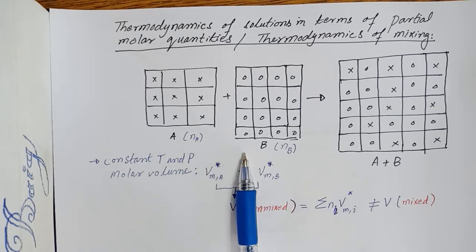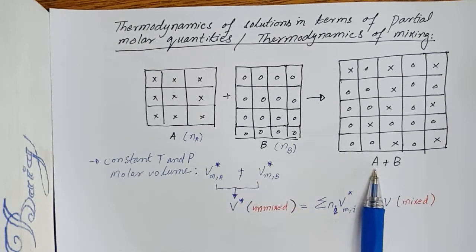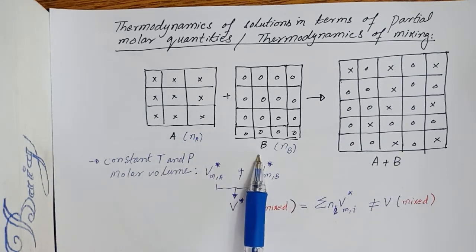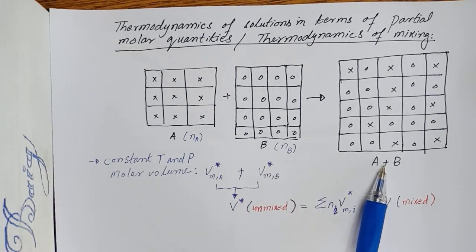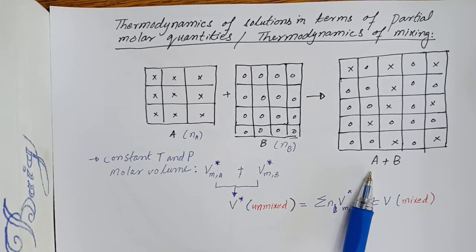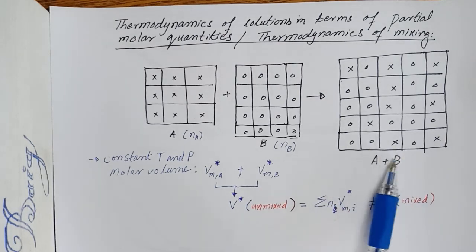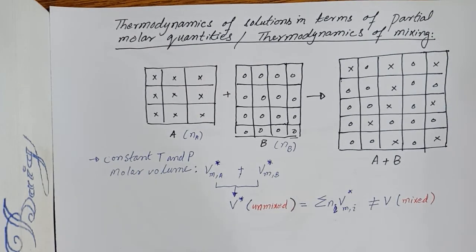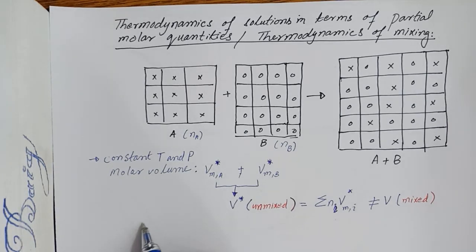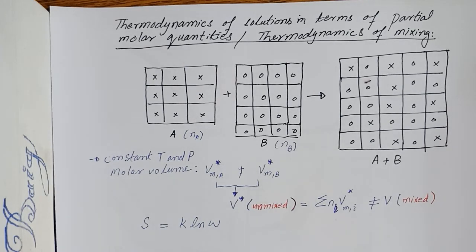And when these two substances are mixed, the overall mixed phase has a random distribution of the particles of substance A and substance B. This random distribution is explained by the entropy from statistical mechanical treatment, which gives the value of entropy in terms of the number of ways these two types of substances are organized within a mixed solution system. According to statistical mechanics, the entropy of the solution is expressed as K log natural of W, where W is the number of ways and K is the Boltzmann constant.